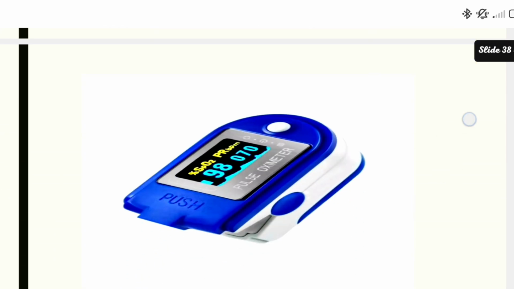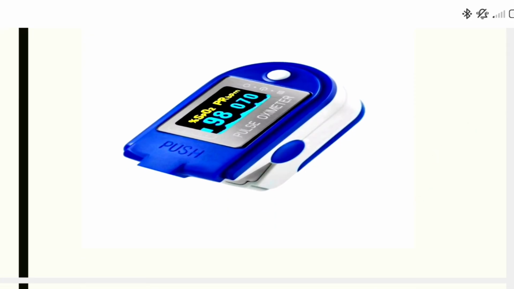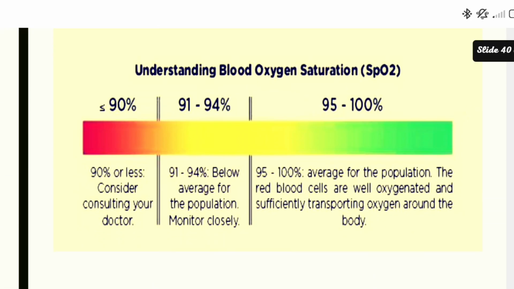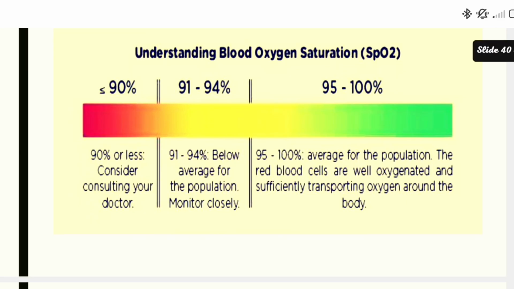And I will discuss just the normal SpO2 level, okay. This is a pulse oximeter, okay. So blood oxygen saturation we have to discuss. If the SpO2 level is less than or equal to 90%, then there might be some complication, so we consider consulting your doctor. If your SpO2 level is 91 to 94, then it is average, it's okay. If your SpO2 level is 95 to 100, then it is very good, and it means your RBCs are well oxygenated and sufficiently transporting oxygen around the body, right?